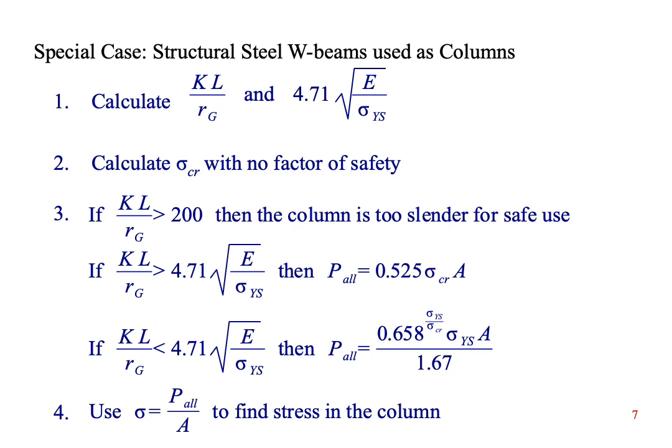Chapter 14 includes two special cases of columns: structural steel wide flange beams and steel machine parts. There are formulas for other special cases, such as timber and aluminum, but we won't cover these special cases in the book.